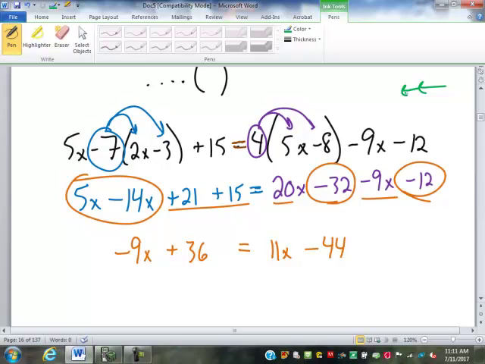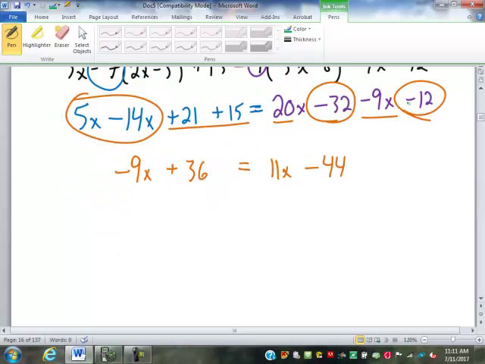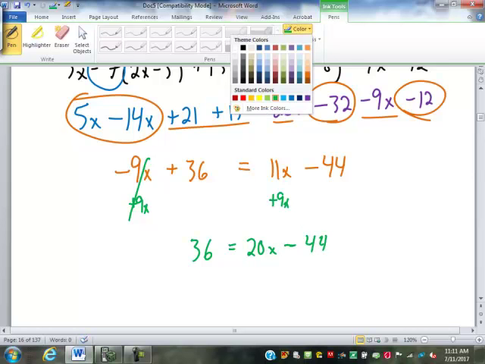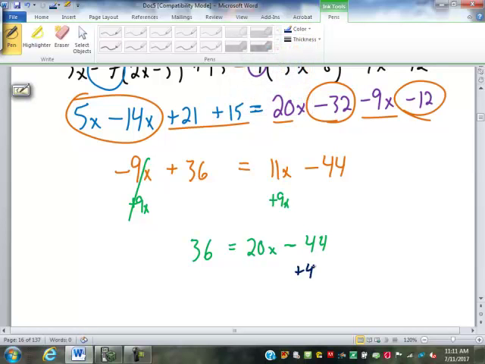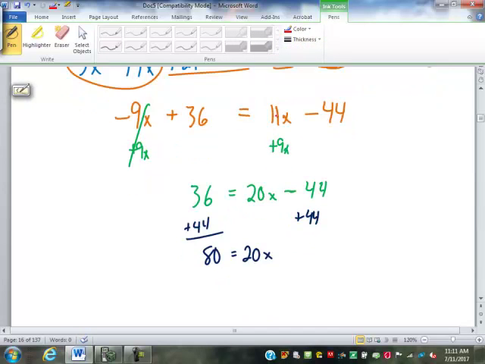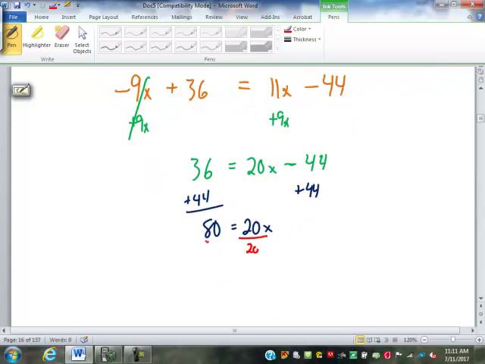Then what? Add the 9x, I heard somebody say. We have an x on each side, so we have to get rid of 1. That was a negative, so we get rid of it by adding it. So 36 equals 20x minus 44. And then add the 44, yep. 80 equals 20x. And then divide by 20. X equals 4. 4 equals x. All that work for a 4.